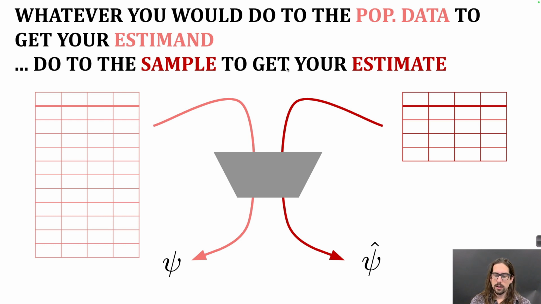So that is the idea of a plug-in estimator. And it's called a plug-in because you can think of it as like, okay, you have this process, this algorithm, or a kind of rule, that if you give me the population, I can tell you how to compute the value of the estimand, right? So in the example I gave, well, take the average of one of the columns. So whatever that rule is, I'm just plugging in the sample instead of the population data. I'm plugging that into that rule to get my estimate. So that's why it's called a plug-in estimator.